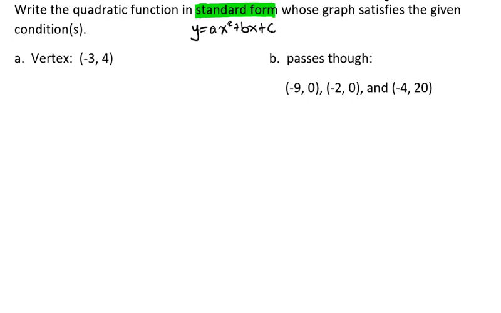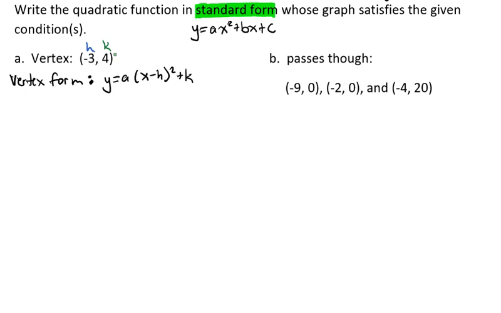So let's take a look at letter A. In letter A, we were given that the vertex was -3, 4, and that's all we were given. So we want to use vertex form here. So vertex form, recall, is y equals a times x minus h quantity squared plus k. And our vertex, this is our h, and this is our k.